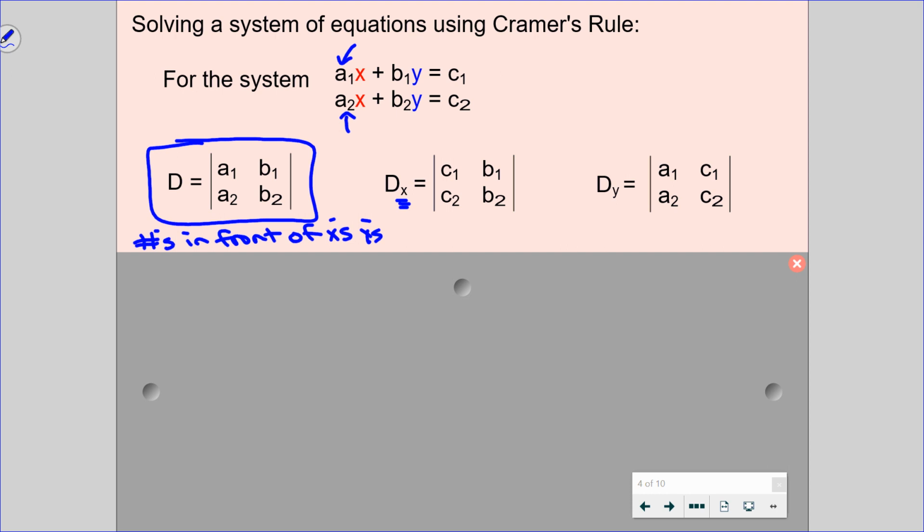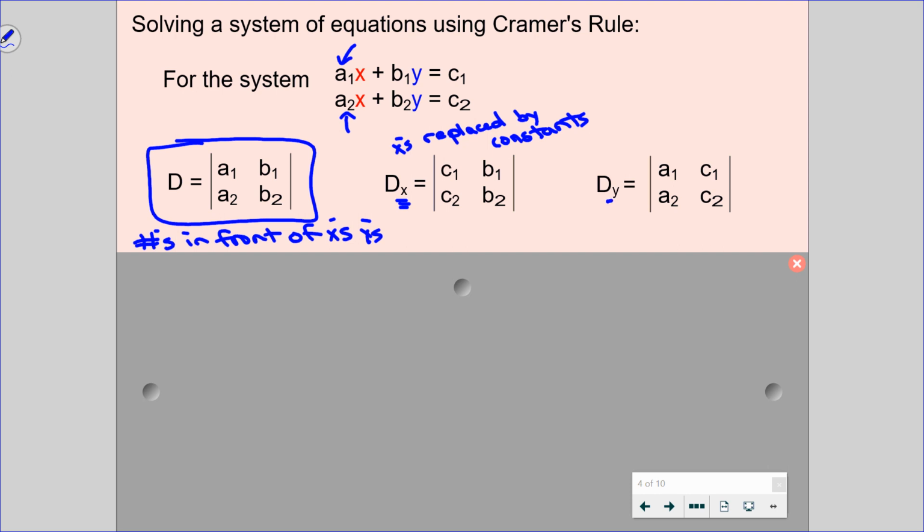They are not in this matrix anymore. So the x's are actually replaced in our matrix by our constants. In order to help solve for x, we actually have to get rid of the variables and the coefficients in front of those variables.